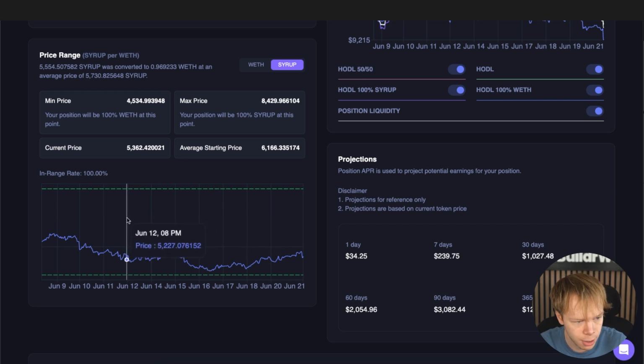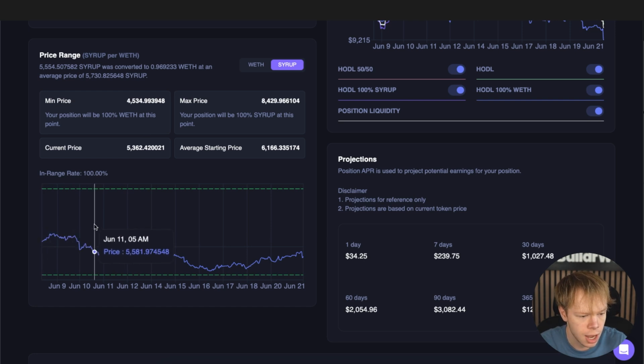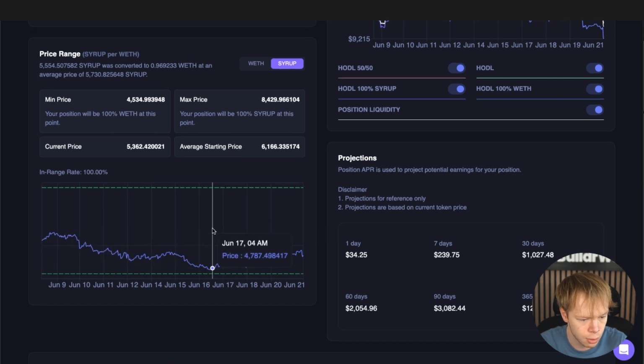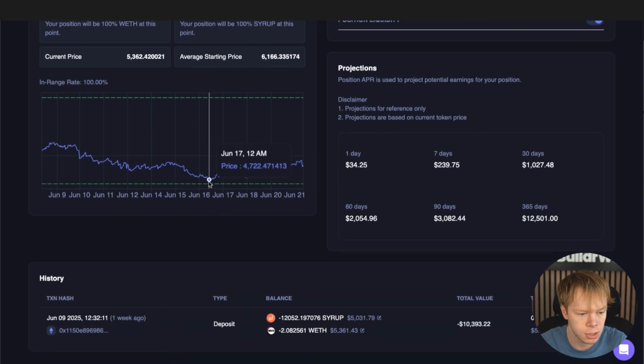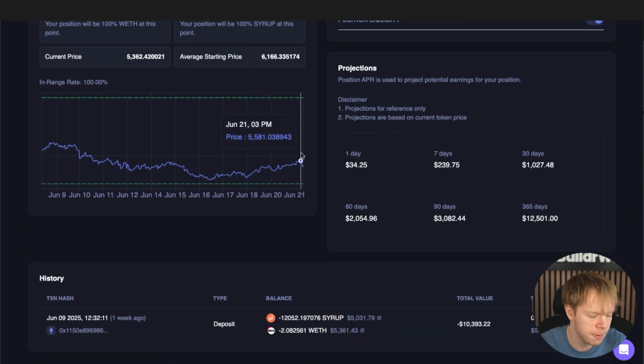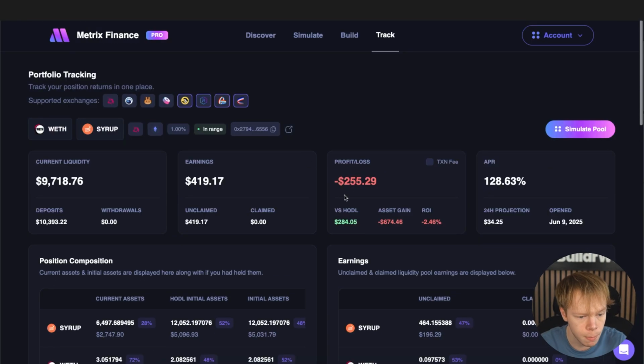So when we take a look at this right over here, syrup per ETH, you could see that we started at an initial entry price of roughly 6,000 or so. And it creeped all the way down to roughly 4,700 or so. This period is where we would have had the most divergence loss. And now it's kind of creeped back up basically. It's all the way over here at about 5,581. Now I'm at a point where I'm profiting compared to hodling the market at a roughly 70% ratio. It's not amazing, but it's good.